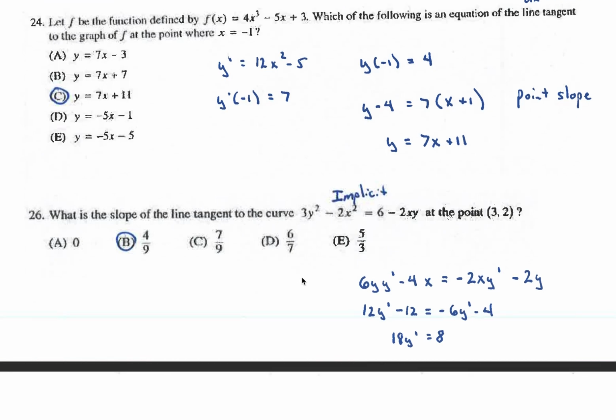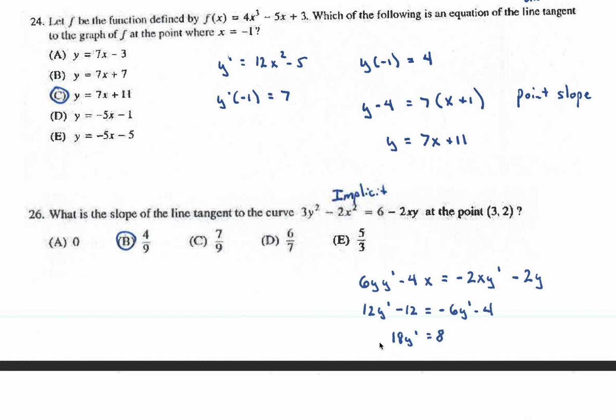What is the slope of this curve? Well, we're going to use implicit differentiation, right? So we're going to take the derivative of 3y squared and get 6y y prime. The derivative over here needs a product rule. So I take the derivative, and then I wanted to know what y prime was at (3, 2). So I plugged in 3 for x and 2 for y, and then I found y prime.